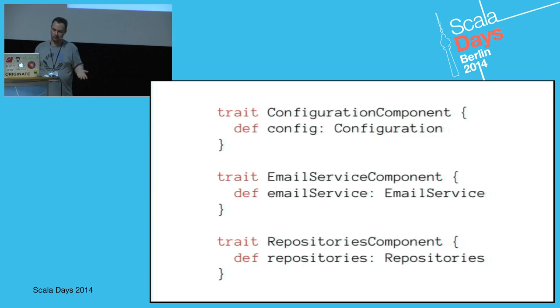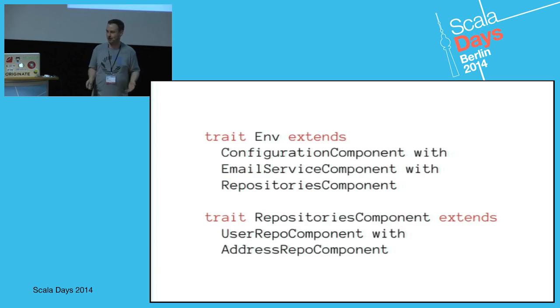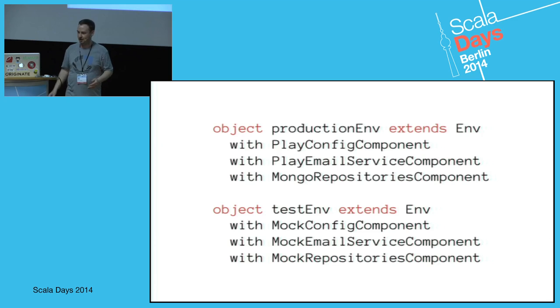And then one final thing to make that nice that I like to do is put all the dependencies in their own component like that. So then I can define the structure of the environment by just mixing traits together. It's nice and clean. And that allows me to define implementations of each component in separate traits, and then just mix and match them together to create my actual environments that I want to run with.